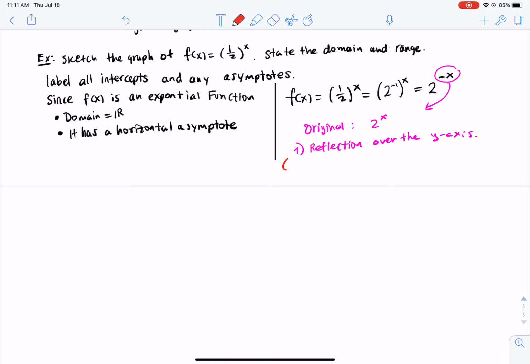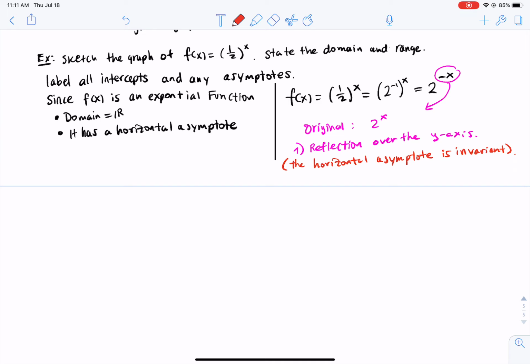So something to point out: the horizontal asymptote, we call it invariant. Invariant meaning that it will not change. It will just stay as it is.